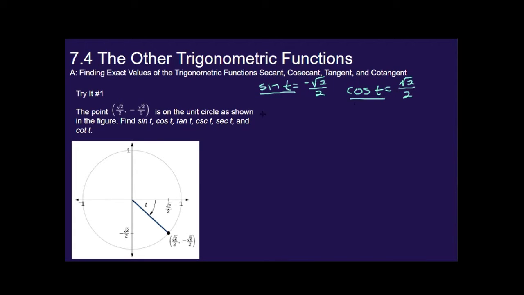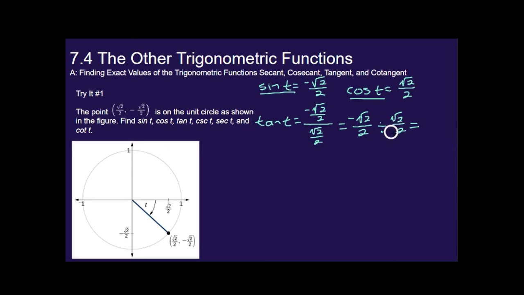Okay, there's my cosine. Now I need to find my tangent. Tangent of t, and this is where it gets a little messy because I need to have my y over my x, or my sine t over my cosine t. So my sine t is negative square root of 2 over 2, and that is over square root of 2 over 2. Okay, so I'm going to rewrite this as a division problem, which equals negative square root of 2 over 2 divided by square root of 2 over 2.